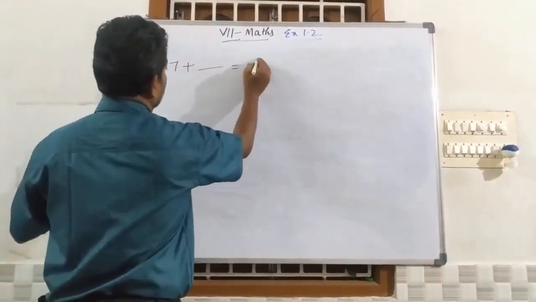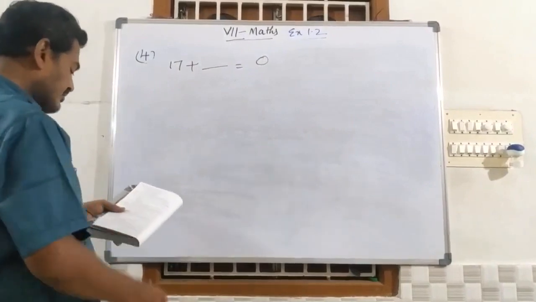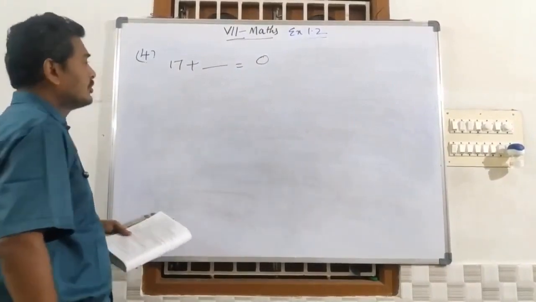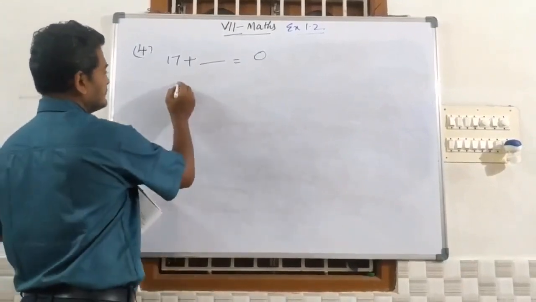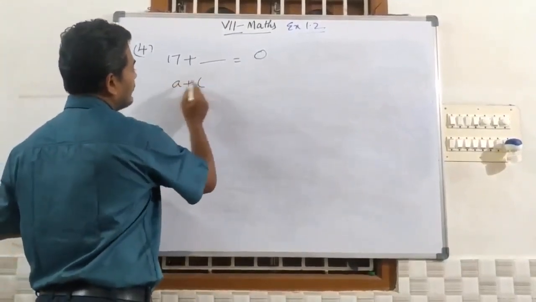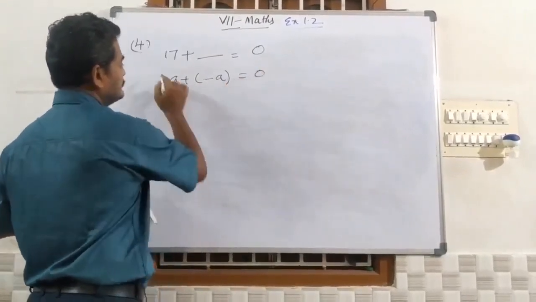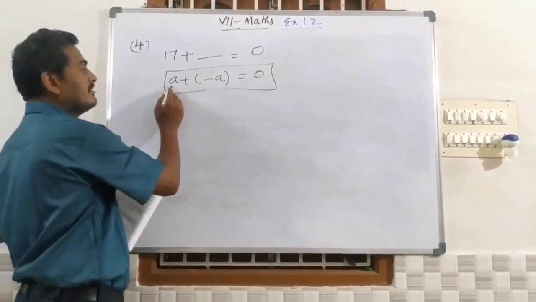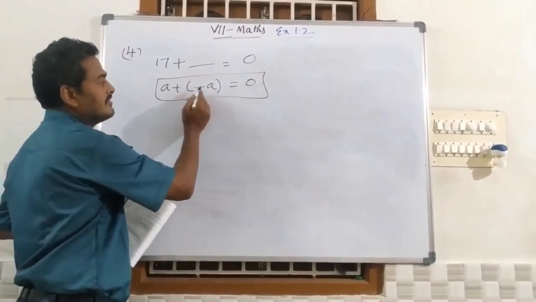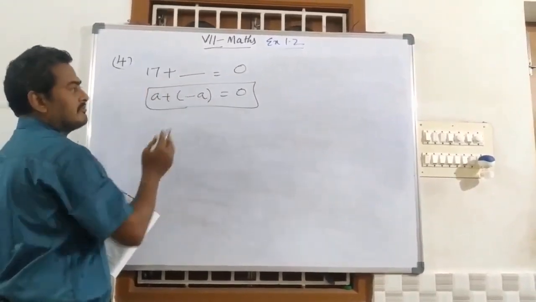17 plus dash equal to 0. Here we already know some properties. Additive inverse: A plus the additive inverse of A, which is minus A, equal to 0. Any number added to its additive inverse gives 0. The number is the additive inverse of another number.